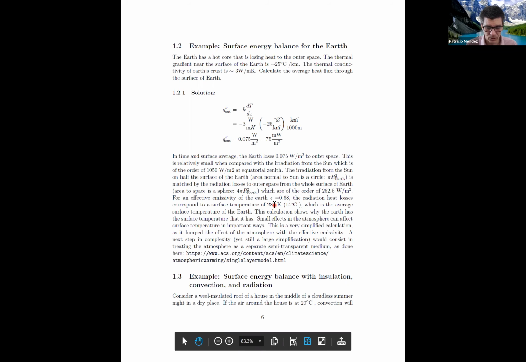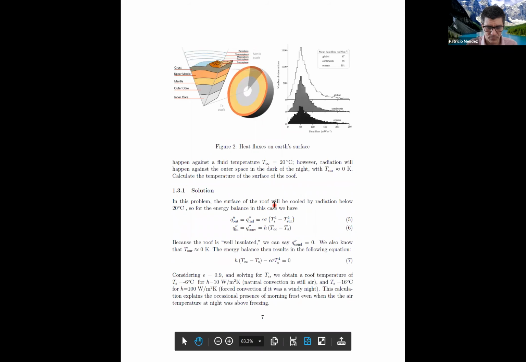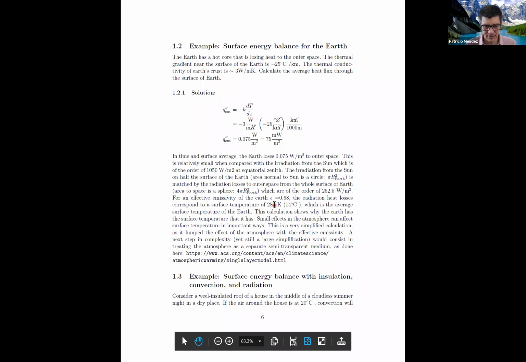We have 6 minutes. I'm going to walk you through this other example that is really cool. We keep talking about differential energy balances, right? We said we can do a differential energy balance on the surface of the Earth, and we can relate the energy coming in from the hot core into what is radiated outside of Earth. Also, we can do a surface energy balance to understand an interesting phenomenon.